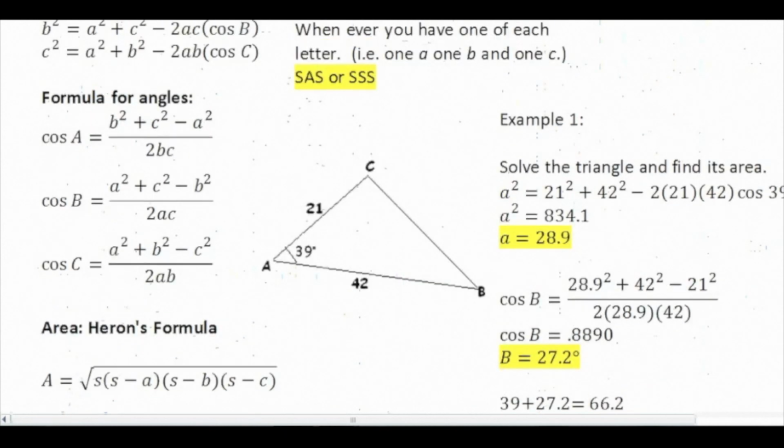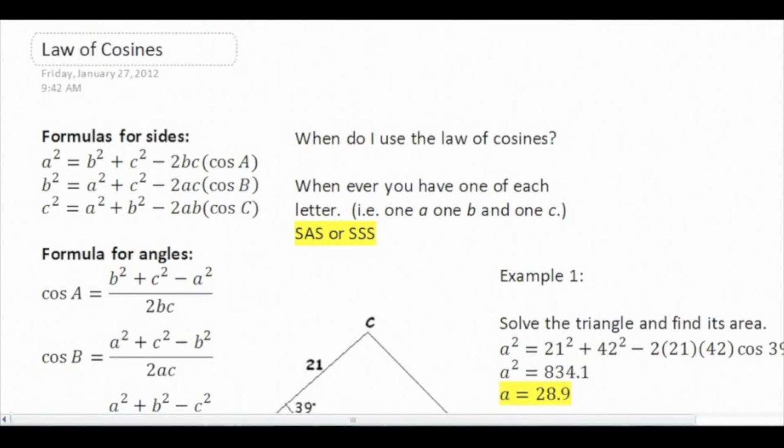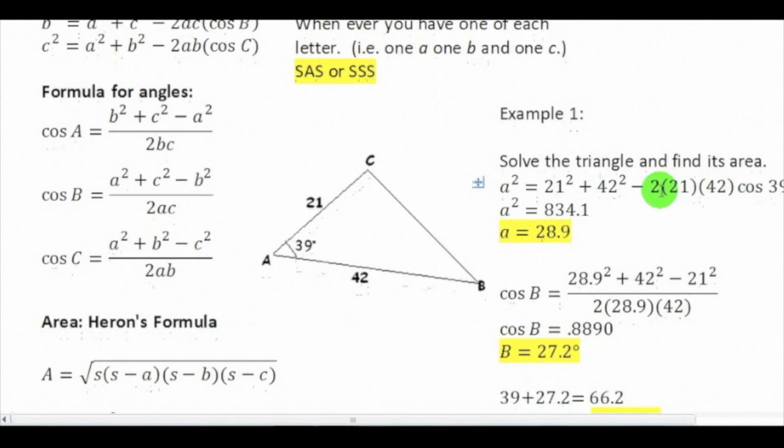A lot of times people want to add these numbers together and then subtract the product here. That is not allowed. In order to do this one correctly, I have to multiply all of these numbers, 2 times 21 times 42 times cosine of 39. Then I'm allowed to combine them together. Okay, be careful about that. And that is the law of cosines.